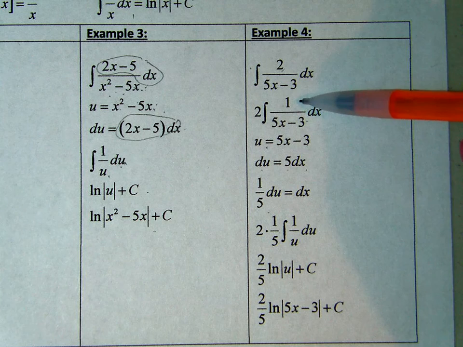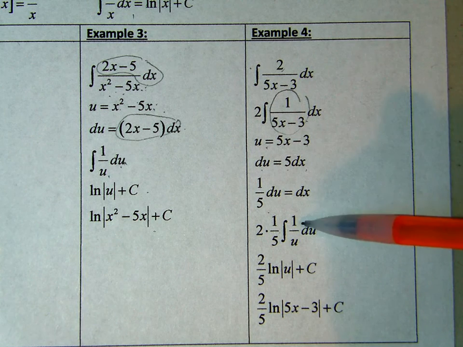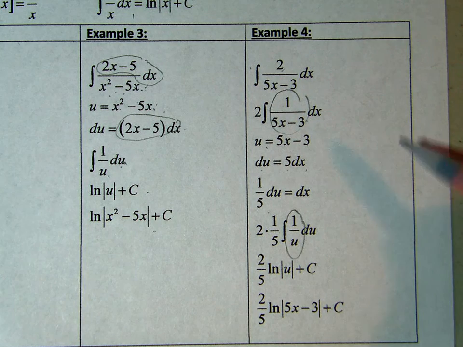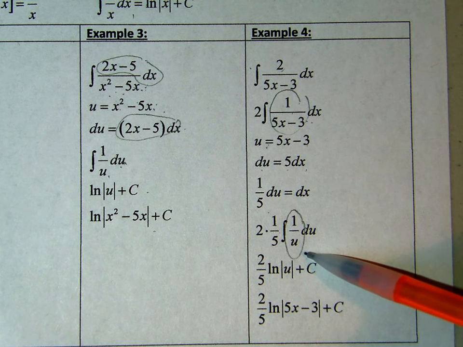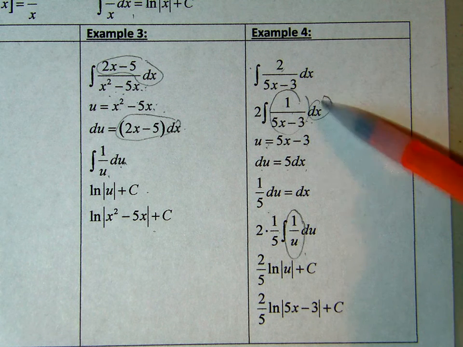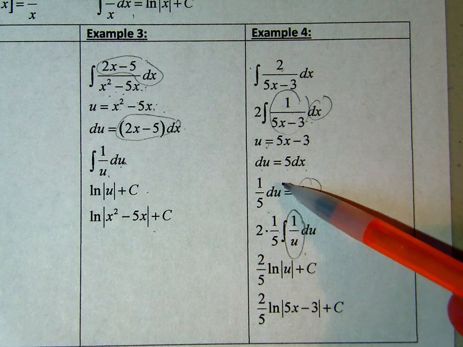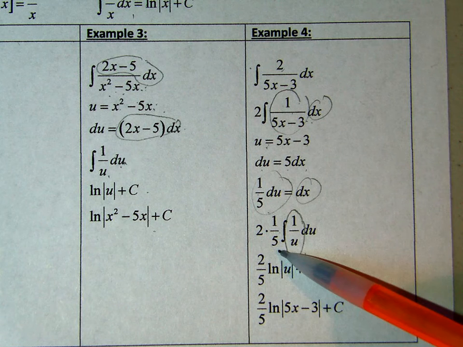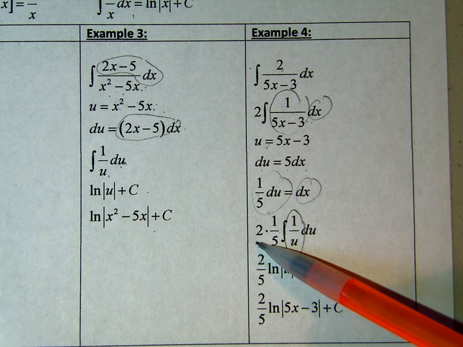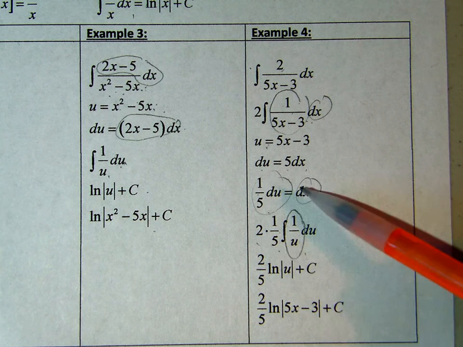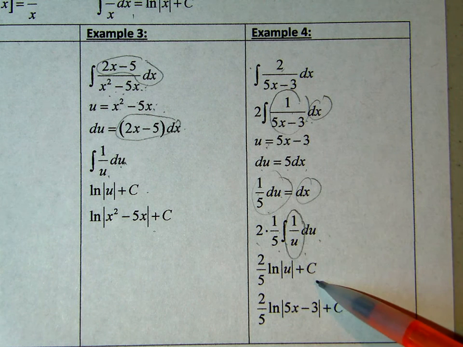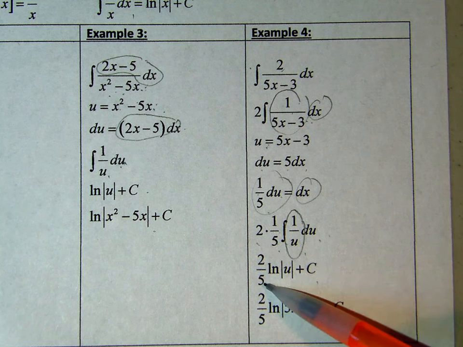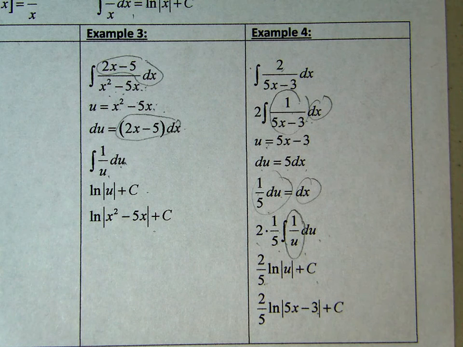So, comparing this to this, 1 over 5x minus 3 becomes 1 over u. The dx gets replaced with 1/5 du. We put the 1/5 on the outside. We still got that 2 out there from the previous move that we did, du. This integrates to natural log, clean up the constant in front, substitute back in, and that gets us to our final answer.